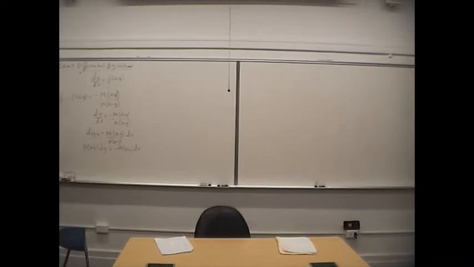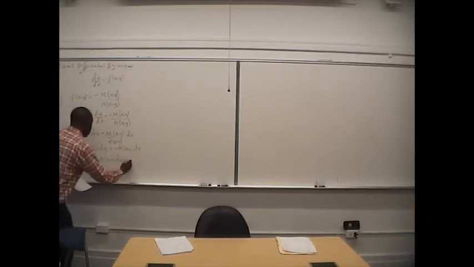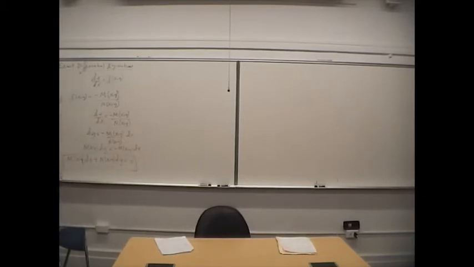If I send the differential of x and m to the other side, I have m(x,y) dx plus n(x,y) dy equals 0. This is another way of stating the differential equation. This is the differential form, or the differential representation, because differential form would be something else.